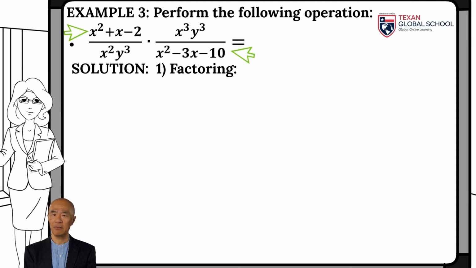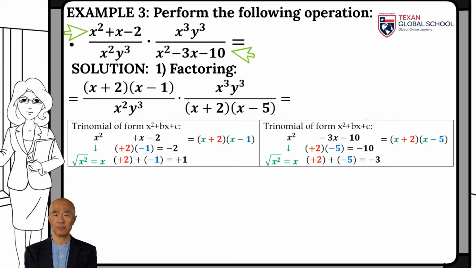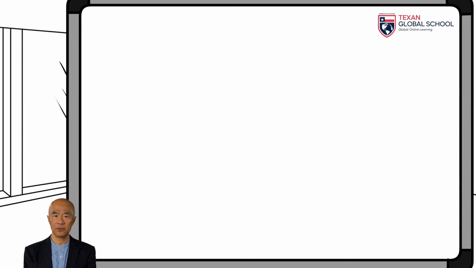The factorization of x squared plus x minus 2 is x plus 2 times x minus 1. The factorization of x squared minus 3x minus 10 is x plus 2 by x minus 5. We substitute the factors for the polynomials. We perform the algorithm to multiply fractions, numerator with numerator and denominator with denominator. Now that we have a numerator and a denominator, we can cancel identical factors.